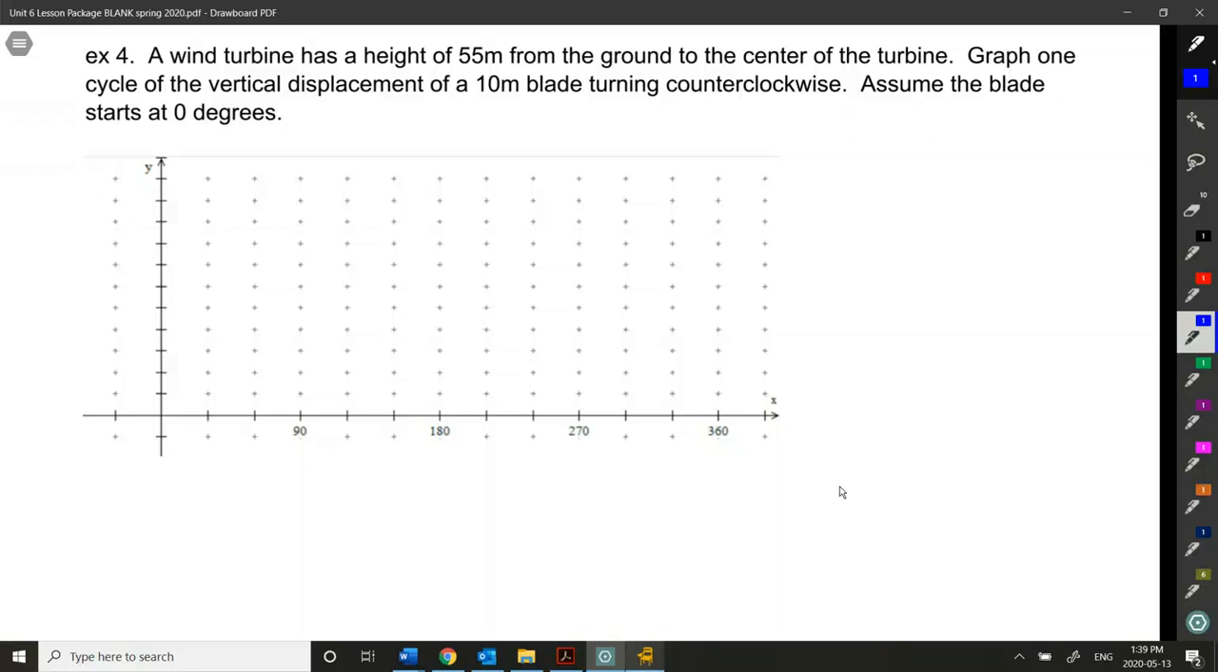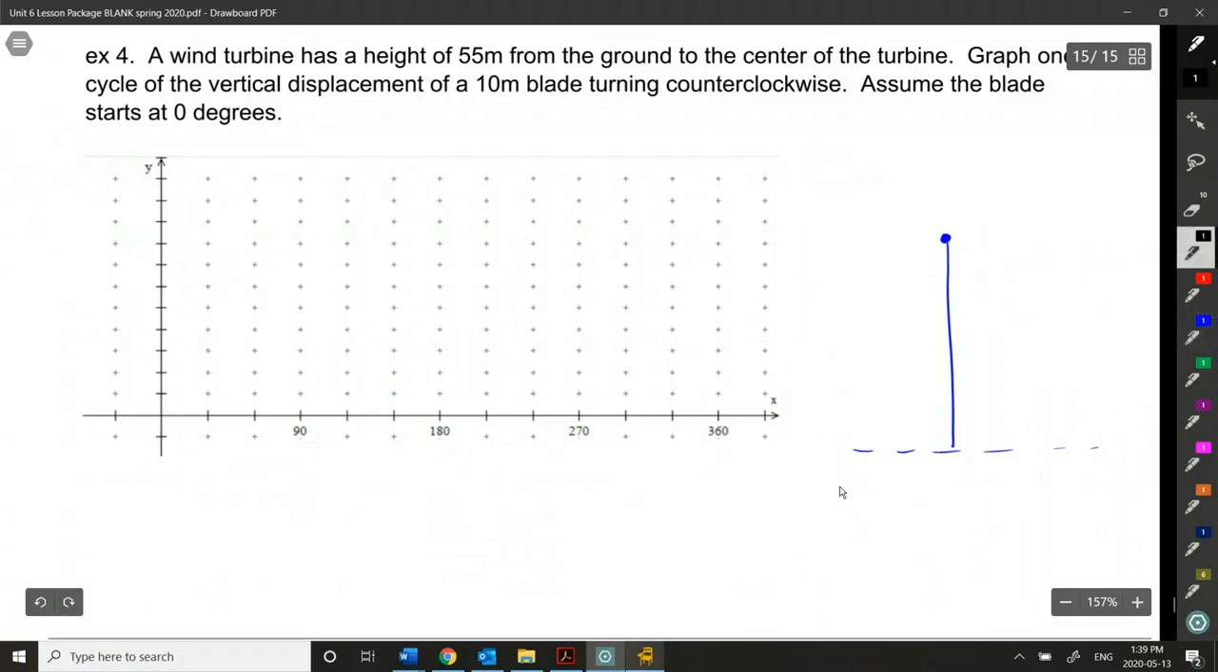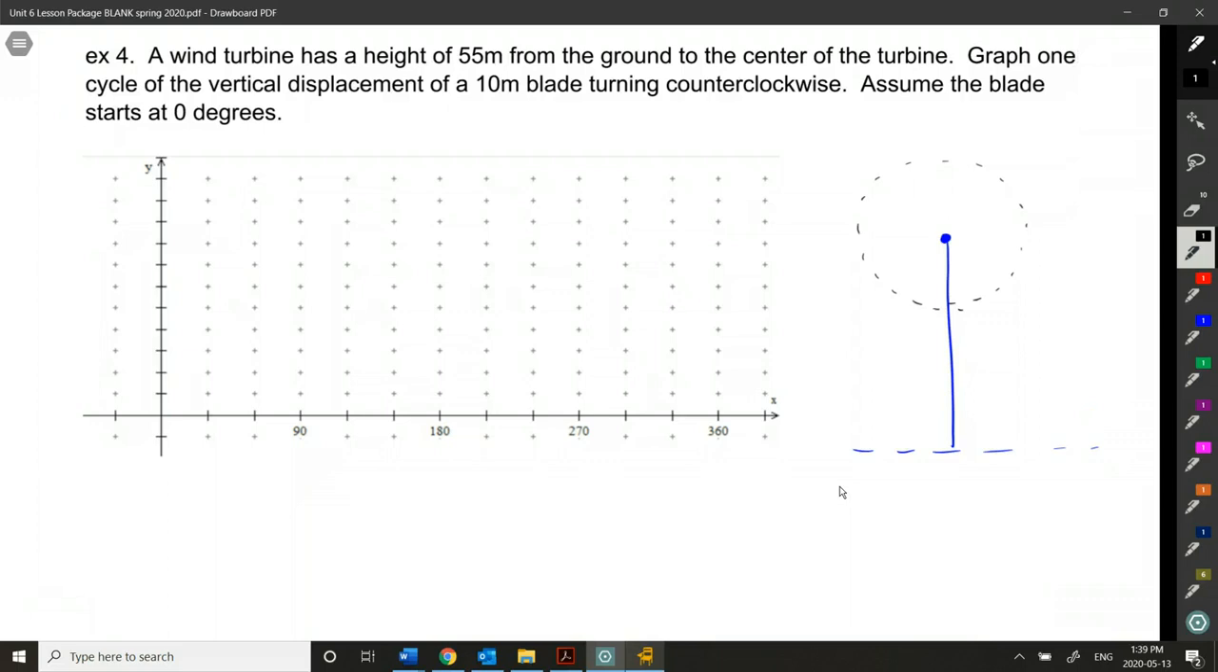And let's just draw a picture of what we have here. So I have a wind turbine, and that's the center of it. Here's our ground. And I've got a blade, and that blade is essentially going to be rotating around. It's going to make a circle. Basically it says that assume this blade starts at 0 degrees. So I think this means our normal 0 degree location, which is going to be here.